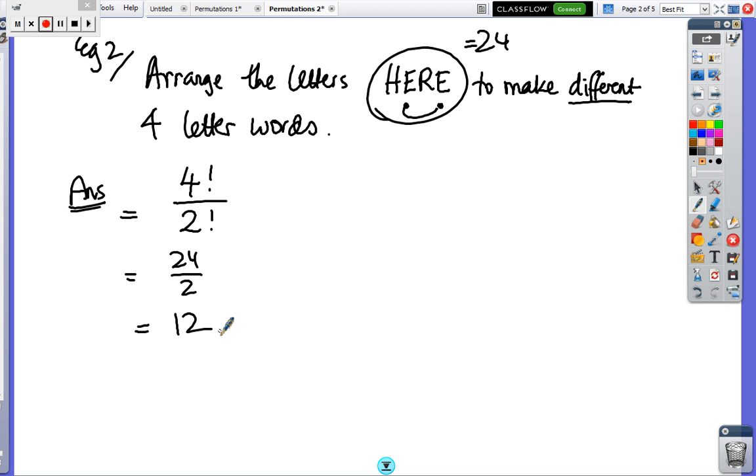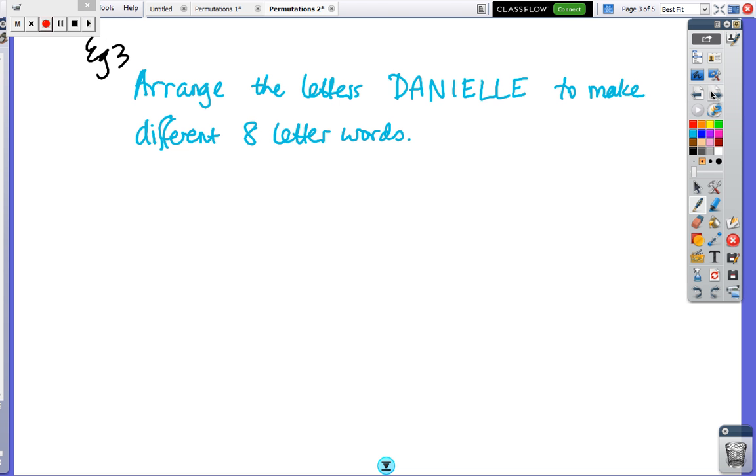because some of the E's look exactly the same as each other. Okay, so let's look at the third example. I've used Danielle. I was looking for a long word with a few double ups. So I've got 2 E's, I've got 2 L's, and all the other letters are different, D-A-N-I, assuming Danielle spelt that way. So how many different ways can the letters be arranged?